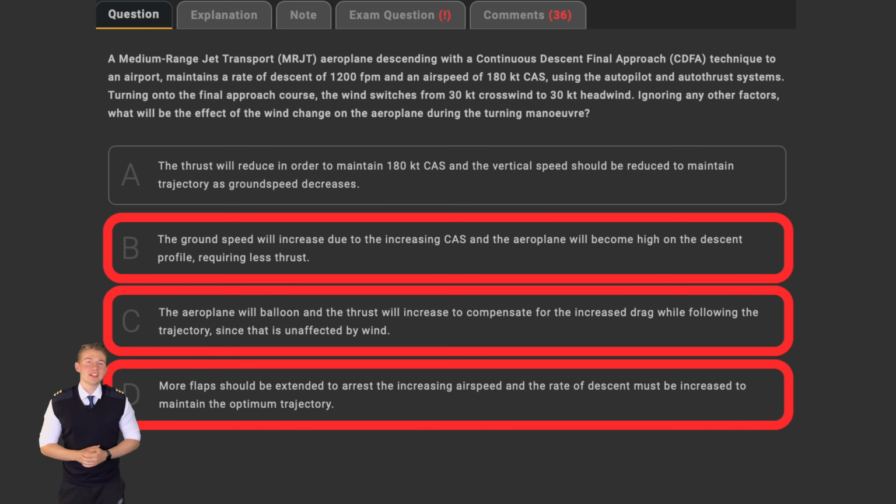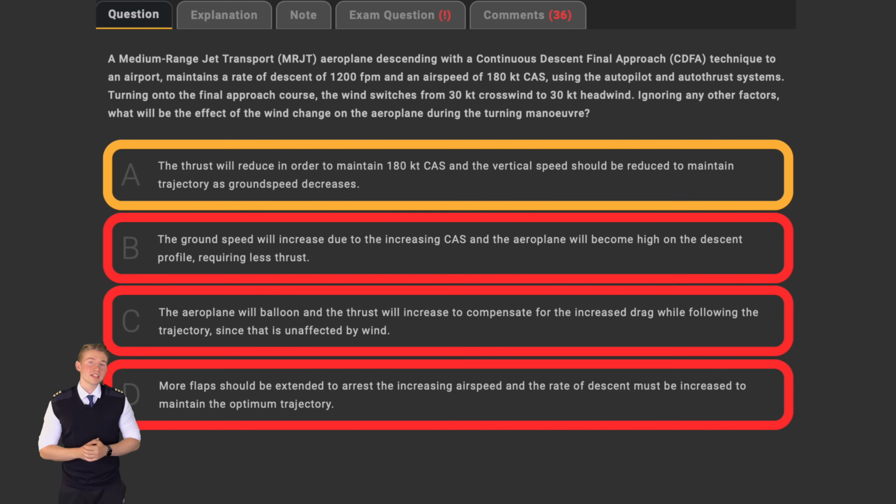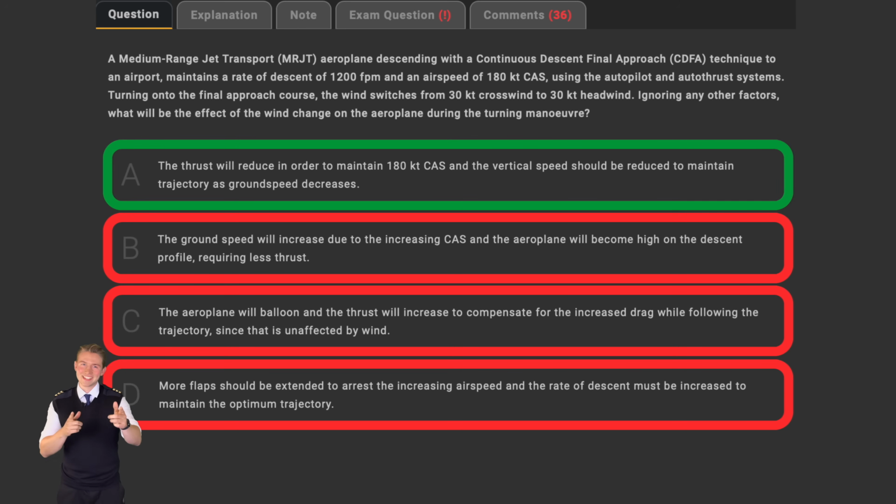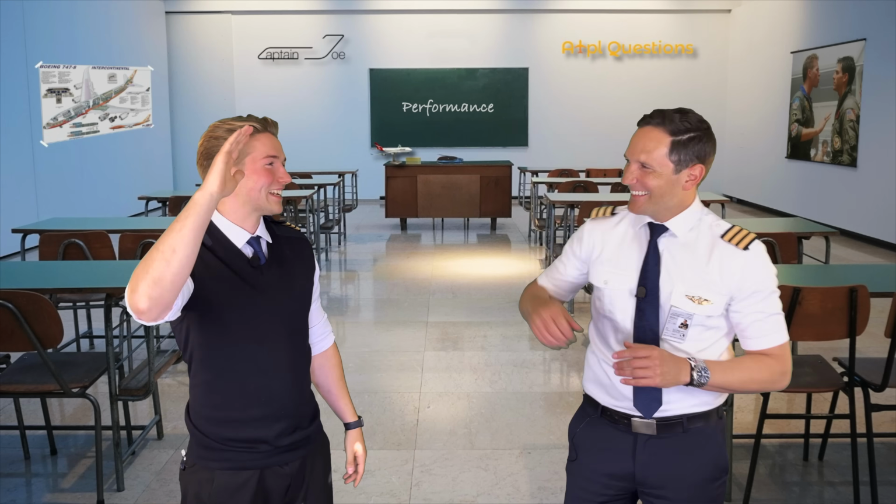So to sum it up, let's look at answer A. The thrust will reduce because with the increased headwind you'll need less thrust to maintain lift, so that is correct. The vertical speed shall be reduced, yes, that makes sense too, given that the ground speed will decrease. Hence, all facts speak for answer A. Bazinga! Yeah, buddy. Next.